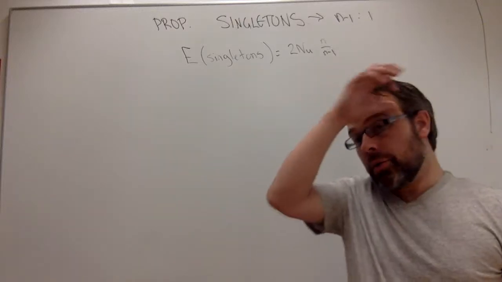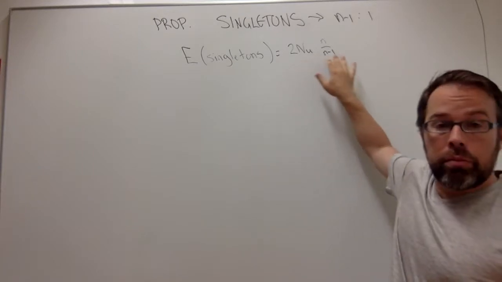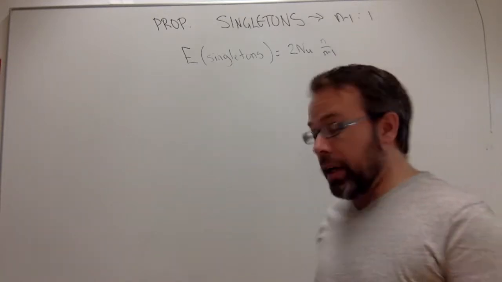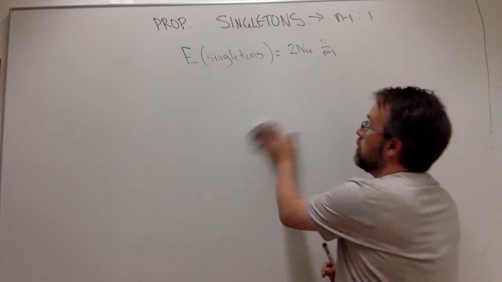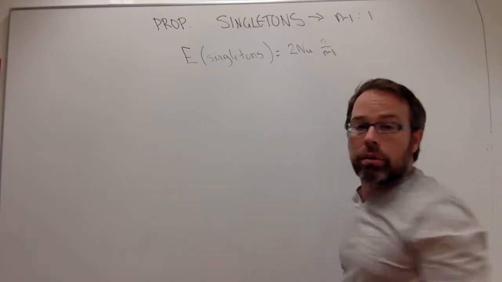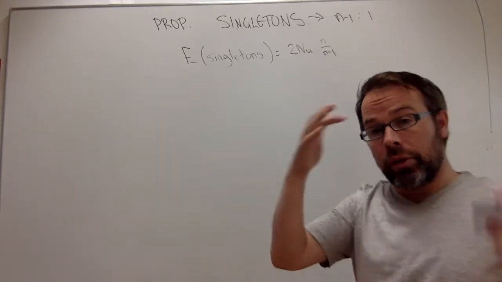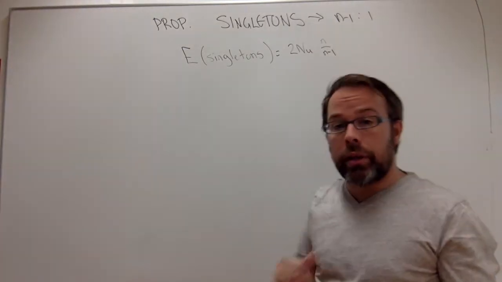Okay, so in the last video we went through what our expected number of singletons are, and we found that it's 2nu times n divided by n minus 1. And I find that quite amazing that we can write down something this simple. So on the one hand, it's really kind of cool, and this is an example of the power of the coalescence, to take these really complicated things and with a little bit of math, turn them into fairly simple things.